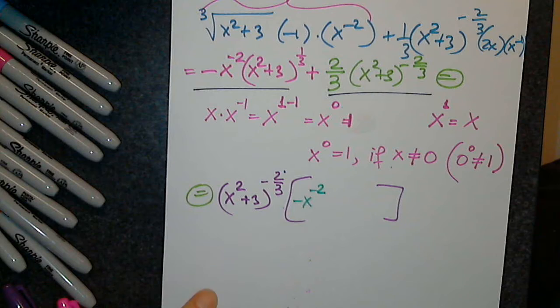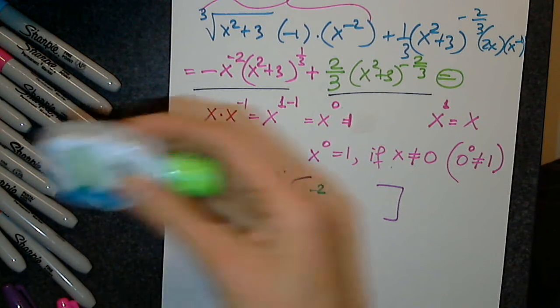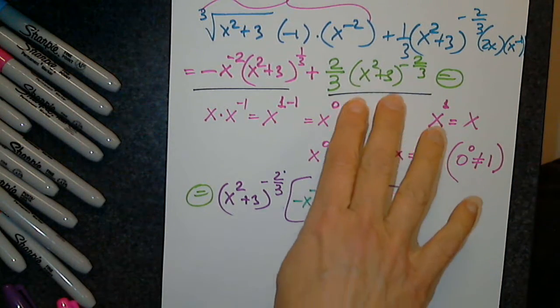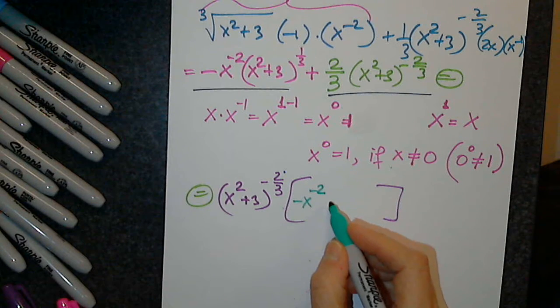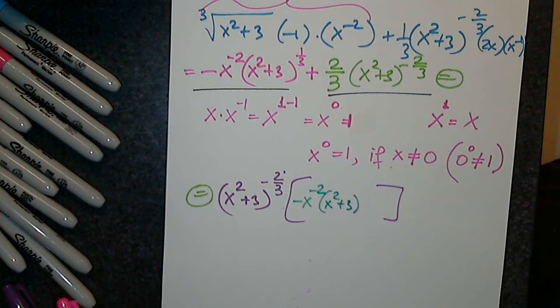X squared plus 3, minus 2, and minus 2/3, so we have 1. So it'd be, yes. Okay, you're there. I thought you were already there. So it's 1, so it'd be in parentheses x squared plus 3. Very good. Awesome.